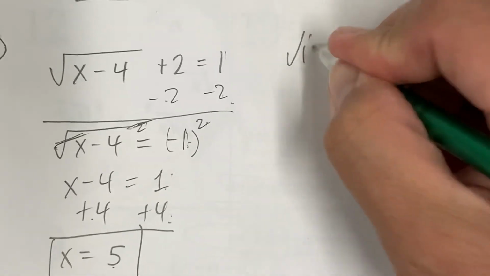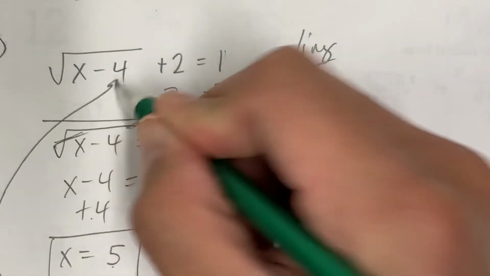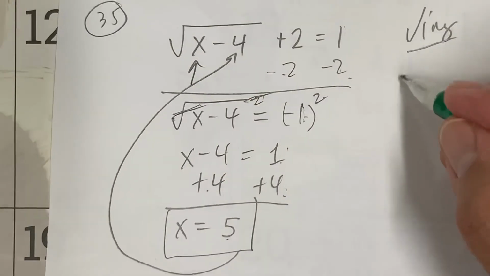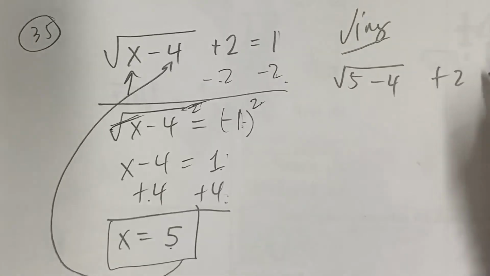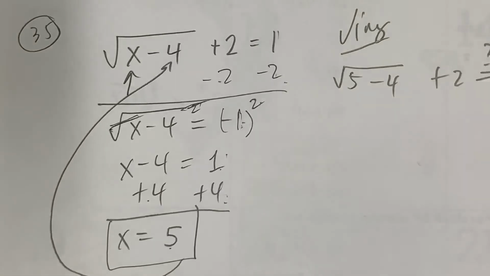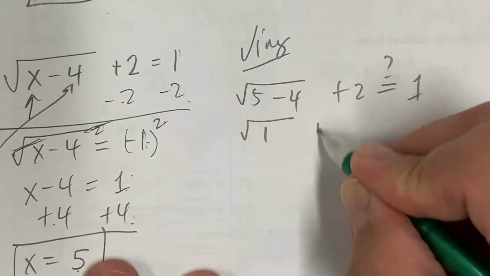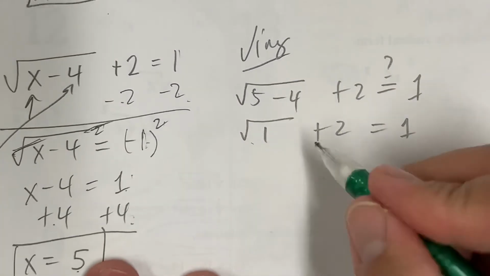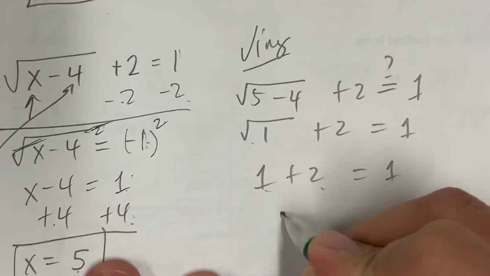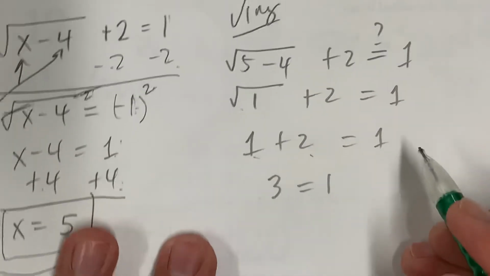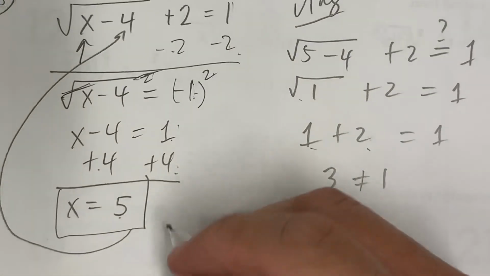By checking if we have an extraneous solution, we have to plug the 5 back into the problem, for x. So it will give us 5 minus 4 plus 2, would that be equal to 1? That's a question mark there. 5 minus 4 is equal to 1, plus 2. Square root of 1 is 1, plus 2. 1 plus 2 is 3. Are they equal? Since they're not equal, this is an extraneous value or extraneous solution.